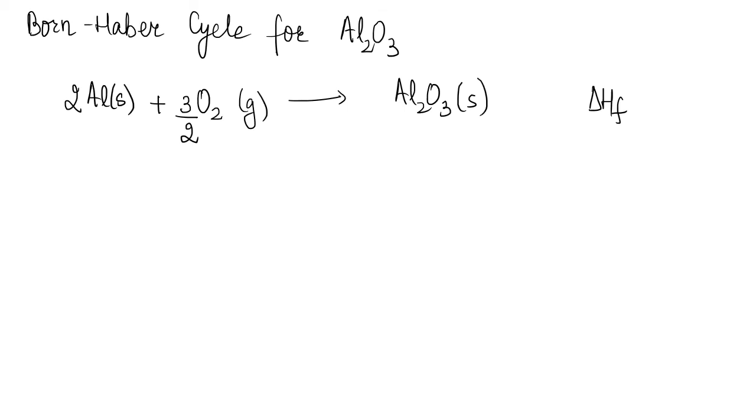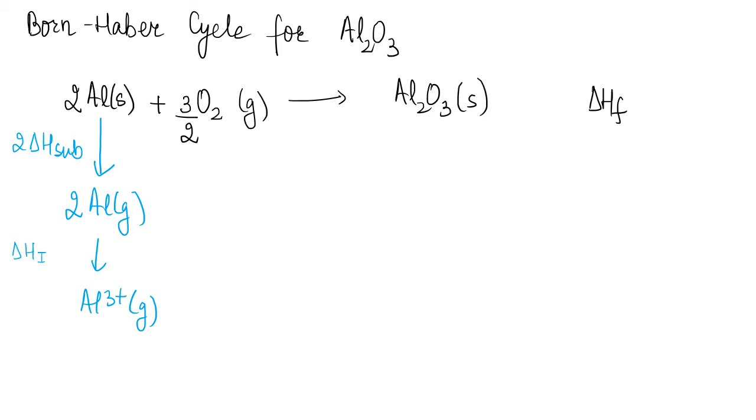Now what we'll do? We'll talk about the Born-Haber cycle. First of all, we'll convert it into Al gas. This will be twice the enthalpy of sublimation because there are 2 atoms of aluminium involved. उसके बाद हमें इसको क्या बनाना है, एल्यूमिनियम 3 प्लस. एल्यूमिनियम 3 प्लस बनाने के लिए बेटा कितने आयनाइजेशन एनर्जीज लगेंगे, 3. तो we can say delta H ionization energy 1, delta H ionization energy 2 plus delta H ionization energy 3.